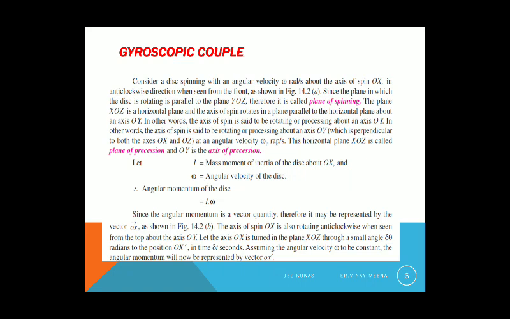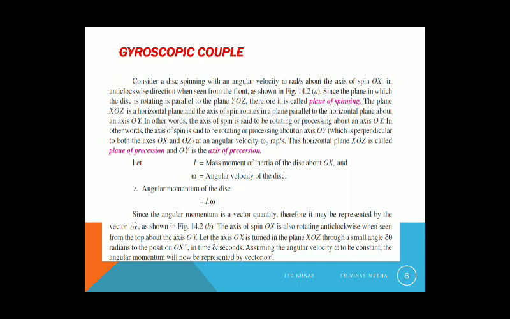Gyroscopic couple. Consider a disk spinning with an angular velocity omega radian per second about the axis of spin OX in anticlockwise direction when seen from the front, as shown in figure. Since the plane in which the disk is rotating is parallel to the plane YOZ, it is called the plane of spinning.